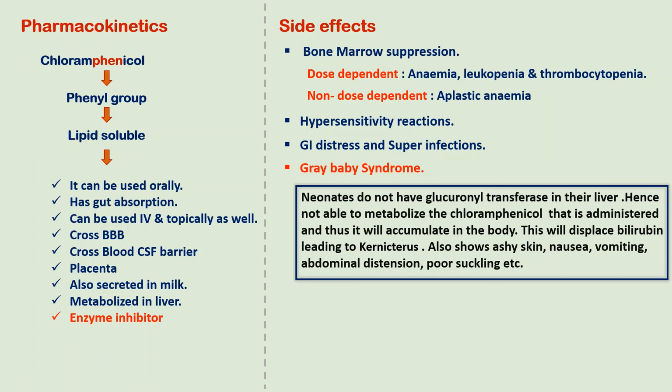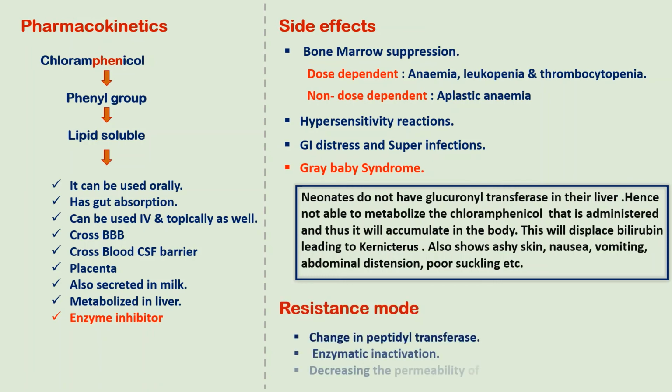Lastly, the mechanism of resistance to chloramphenicol is mainly due to a change in the peptidyl transferase, that is the binding site on the 50S subunit. Secondly, it can be inactivated by bacterial inactivating enzymes such as acetyl transferases, and also by decreasing the permeability of porins by changing their size or shape. So that's all about chloramphenicol.